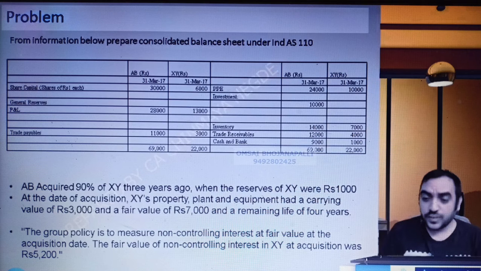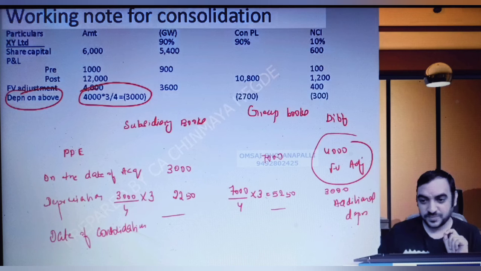Okay, so hope you read it. Not much of adjustments, so this is just a starter problem, a recap problem. We have share capital, we have P&L, no reserves analysis. They acquired 90% of XY Limited 3 years ago when the reserves, meaning P&L, were 1000. And only one adjustment is there, which is revaluation. So we don't have to do any separate working note for this; the regular working note will do, other things are not required. So we can directly go for working note for consolidation. Have the format: how much percentage was acquired? They acquired 90%. So have the columns: particulars, amount, goodwill, consolidated P&L 90%, NCI 10%. Have the format.